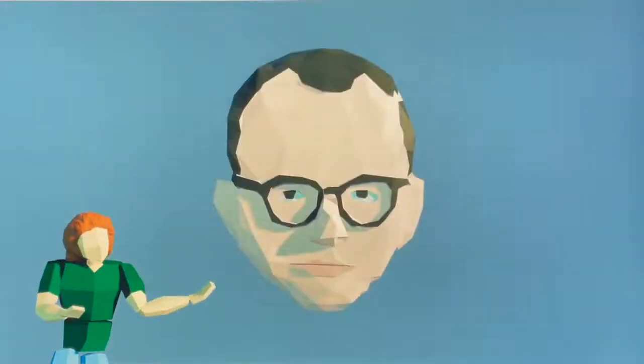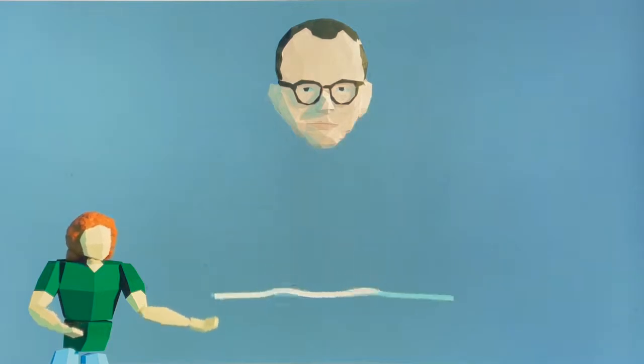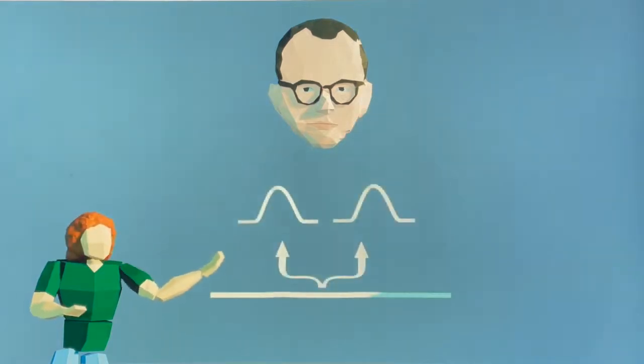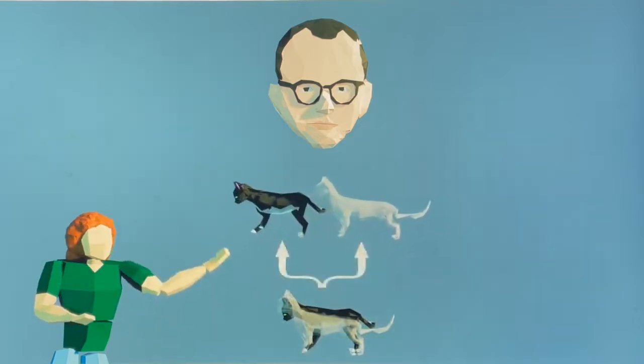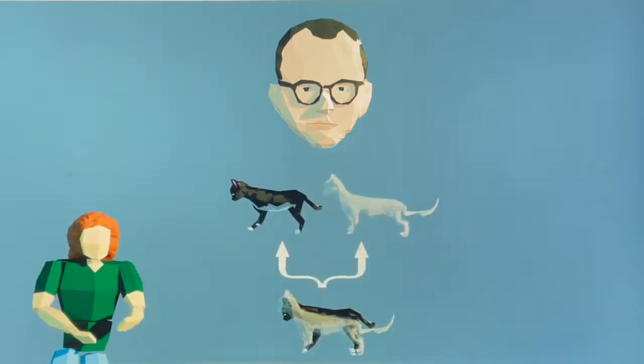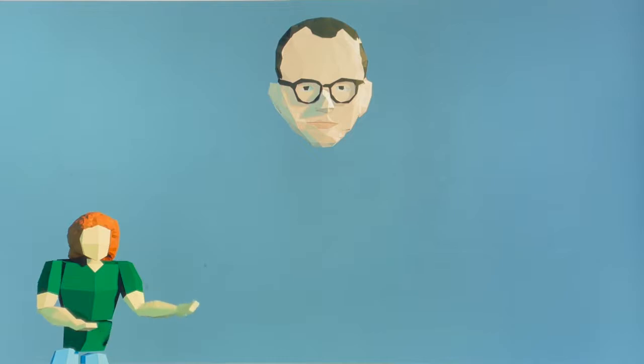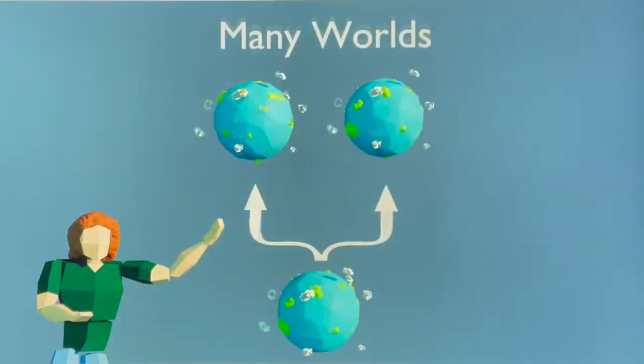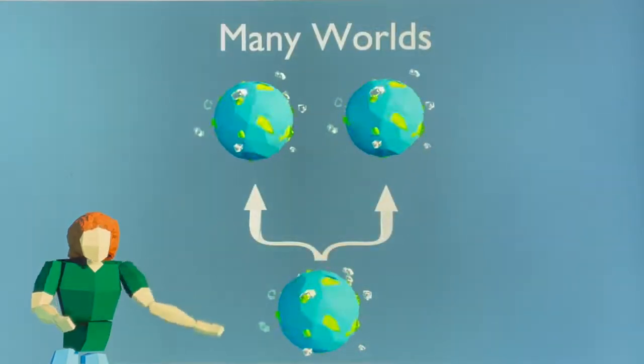This is where Hugh Everett and his many worlds theorem comes into play. He suggested that instead of the wave function collapsing, decoherence isolates branches of the wave function from each other. So instead of the cat being dead or alive, it is dead in one timeline and alive in the other. Not only is the cat split into two different timelines, but the whole Earth is split into as many different timelines as there are outcomes of the event.